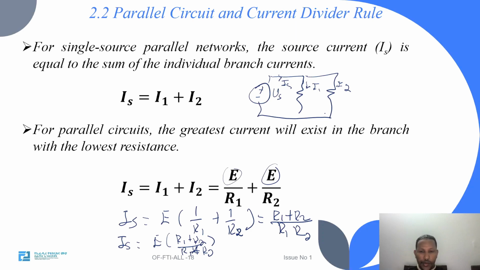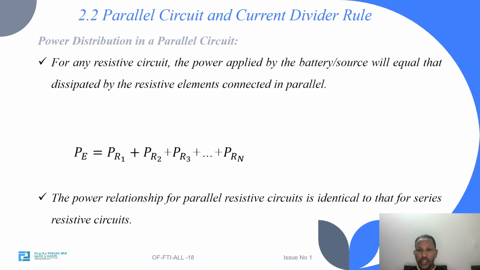So power distribution is the same. That means we will have the power delivered by the source, and we have the power absorbed or dissipated by the resistors. So the total power supplied by the source is equal to the sum of the power absorbed by each resistor. So the power relationship for a parallel resistor circuit is identical to that of a series resistive circuit.